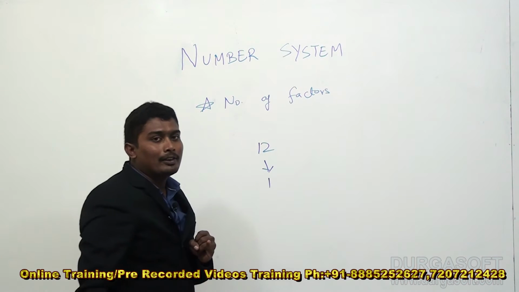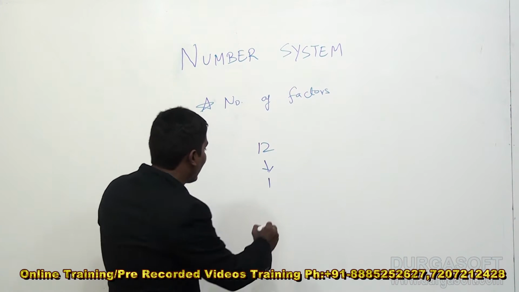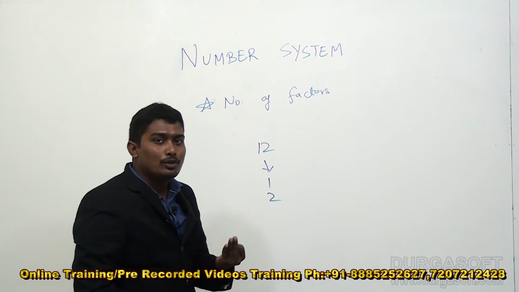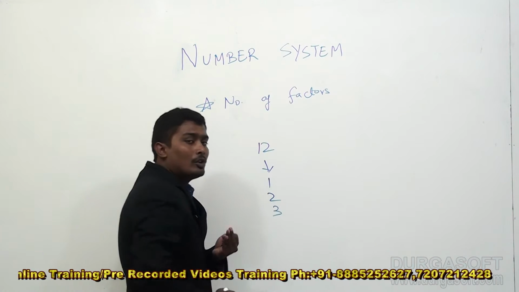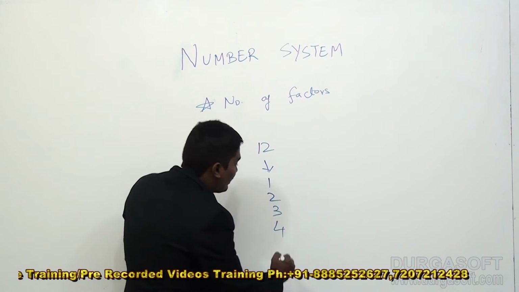So first table I can divide. 2 into 6, 12. Second table I can divide. 3 into 4 is 12. Third table I can divide. 4 3s are 12.